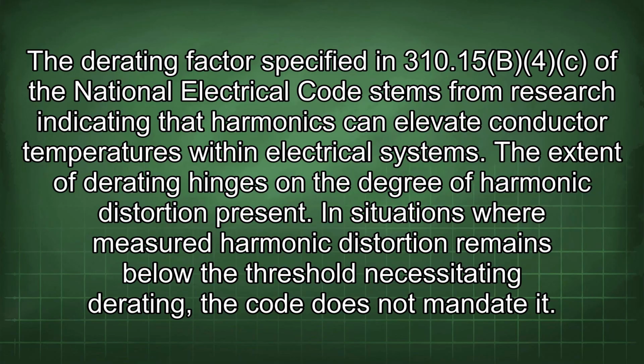The derating factor specified in 310.15(B) of the National Electrical Code stems from research indicating that harmonics can elevate conductor temperatures within electrical systems. The extent of derating hinges on the degree of harmonic distortion present. In situations where measured harmonic distortion remains below the threshold necessitating derating, the code does not mandate it.